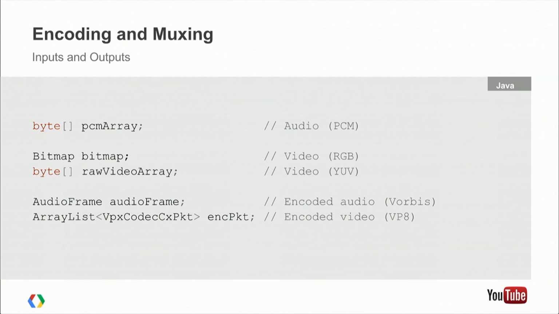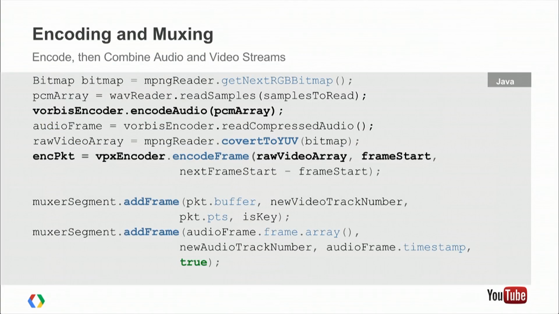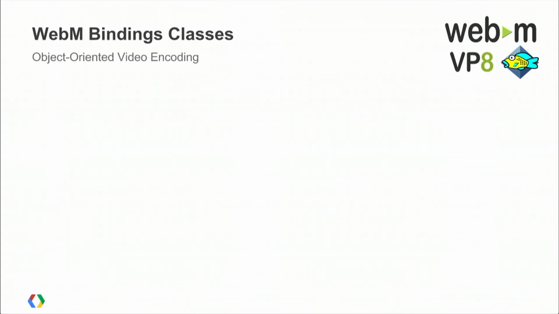Ultimately, what we want is the audio frame and encoded packet, which basically represents the encoded audio and the encoded video. The way that is obtained is we pass the raw audio bytes to the Vorbis-based encoder, pass the raw video bytes to the VP8 encoder, and then we use the muxer to save the audio and the video frame. That takes care also of synchronization, so you don't really have to do any work in that area. And what you get back is a video file.